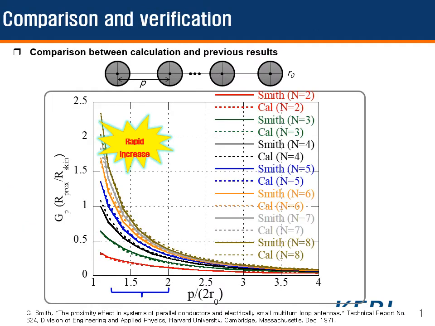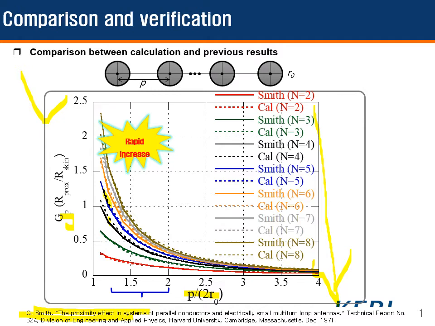First, the calculation method is verified with the previous reference. The reference is here. This graph shows the proximity factor Gp according to P over 2R0 with a different number of conductors n. In the case of M parallel straight conductors, the calculation is the dashed line and the reference is the solid line. I would like to say that the calculation is in good agreement with the reference.